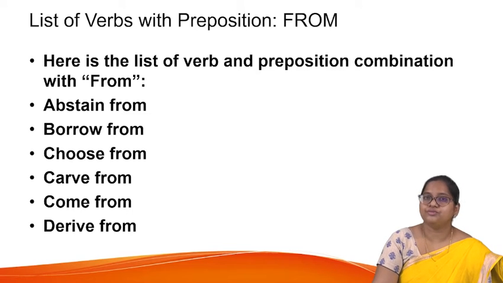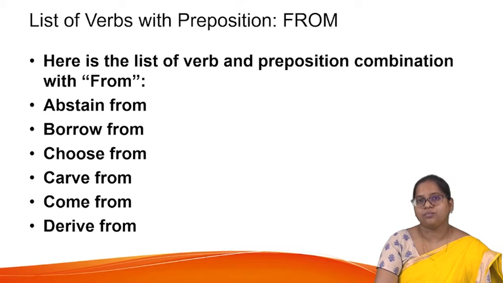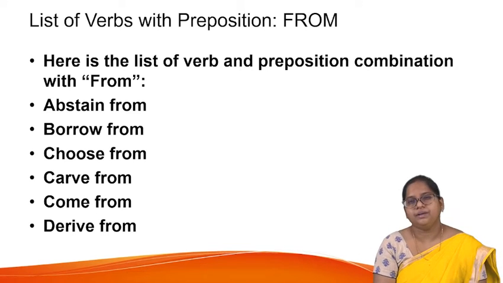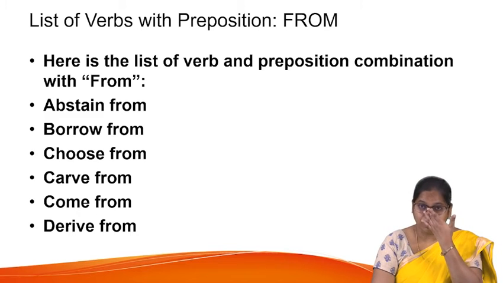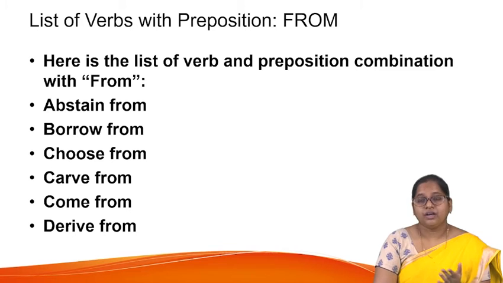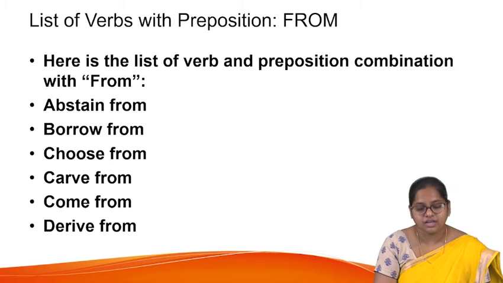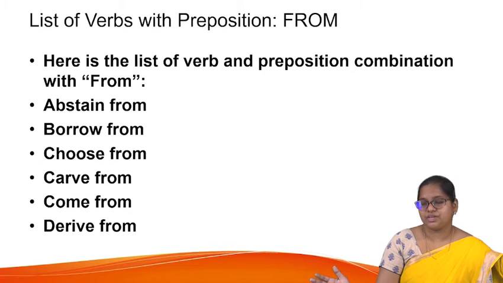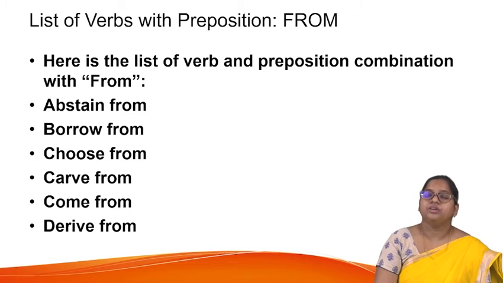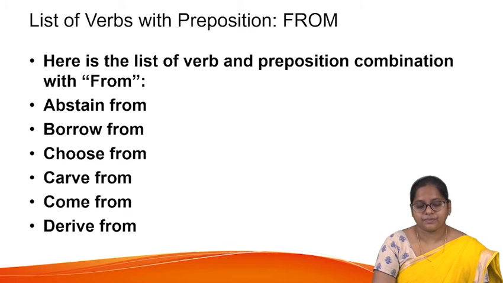Choose from. You choose from the options given in the context. So that is the sense. Carve from. You carve from what? From any base that you want. It's like when you say you carve from this rock. That is the essence of it. From where you have done that. Come from. Again, the starting place. He comes from this place. Derive from. You're trying to locate the source. If this is derived from that particular source, that is a sense of it.